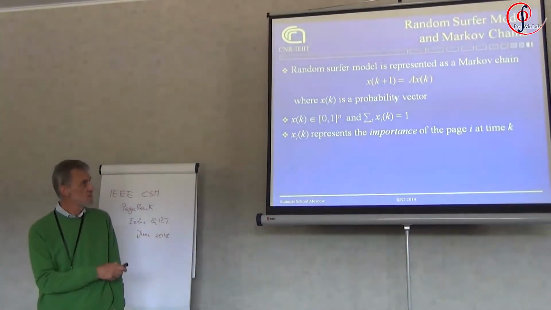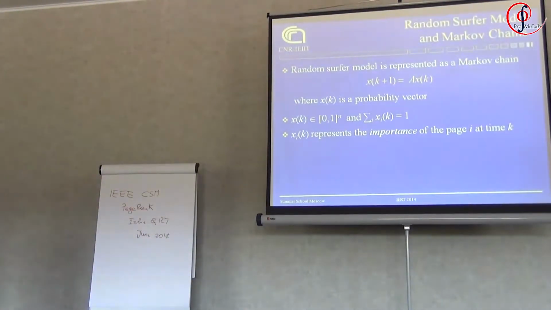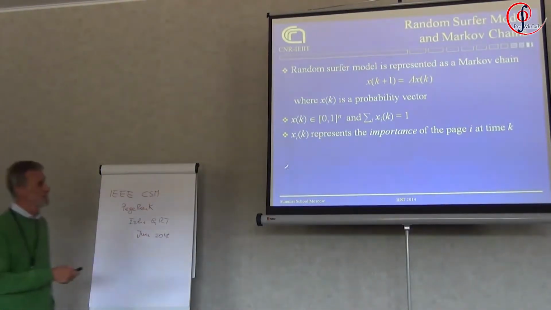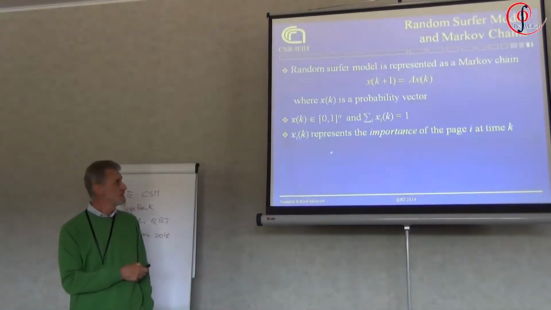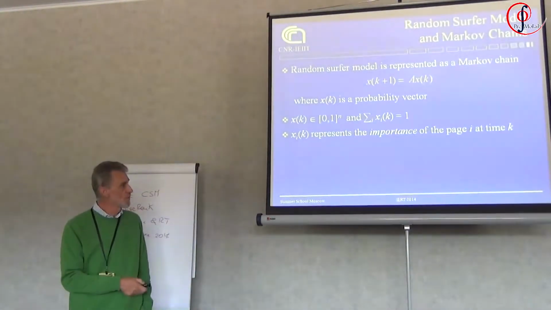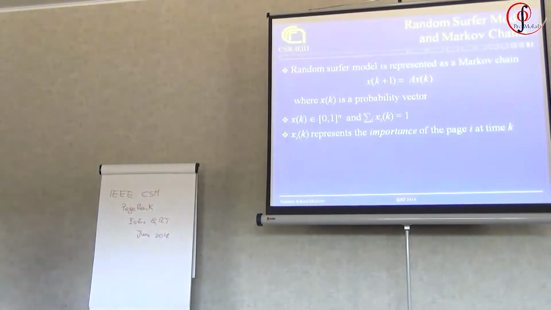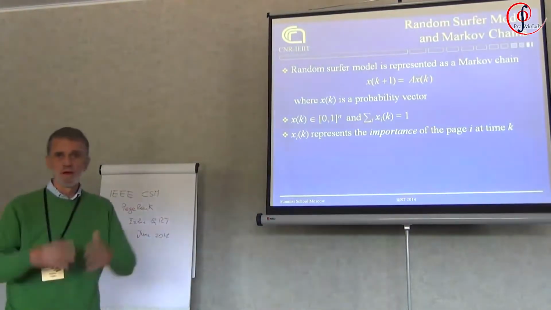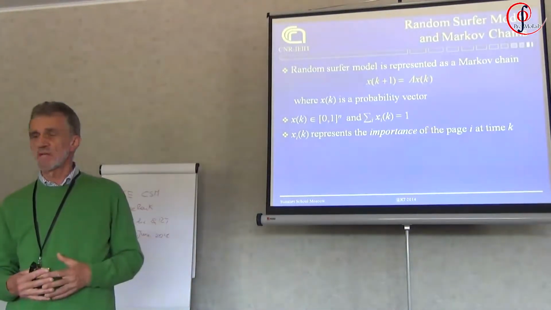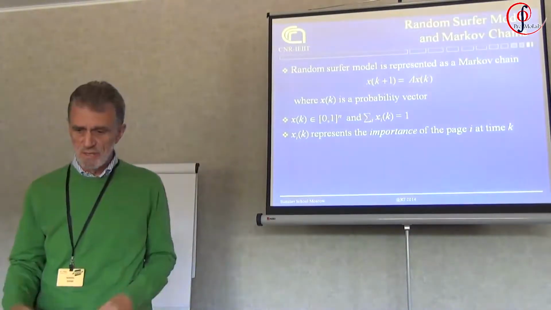So x is a probability vector, so that the sum of all x_i is equal to 1. These are probabilities, and they simply represent at time k the importance, or the probability, that page i is visited at time k. Very natural viewpoint. You have this hyperlink structure, you build up the matrix A, and then you build this Markov chain.